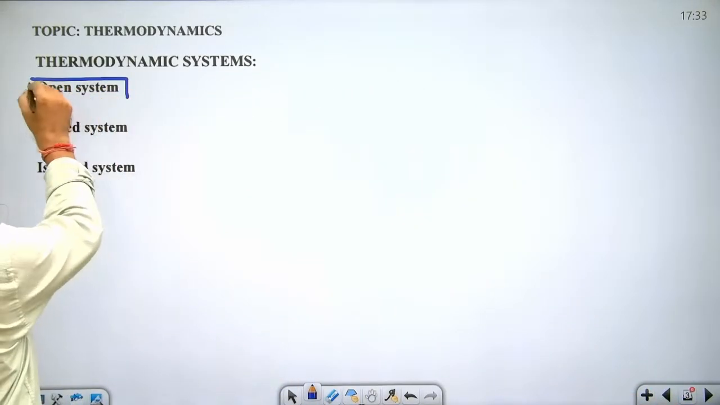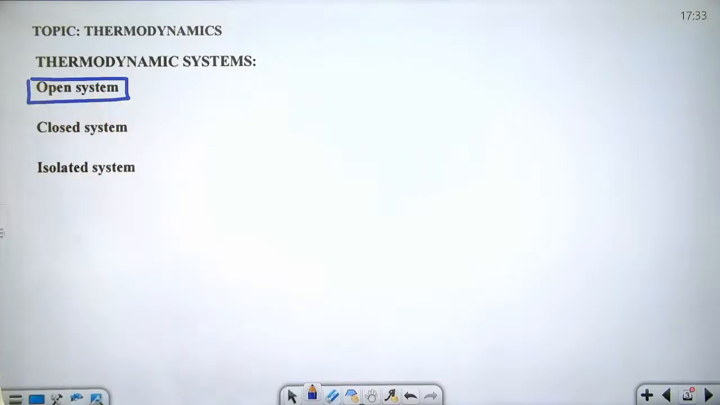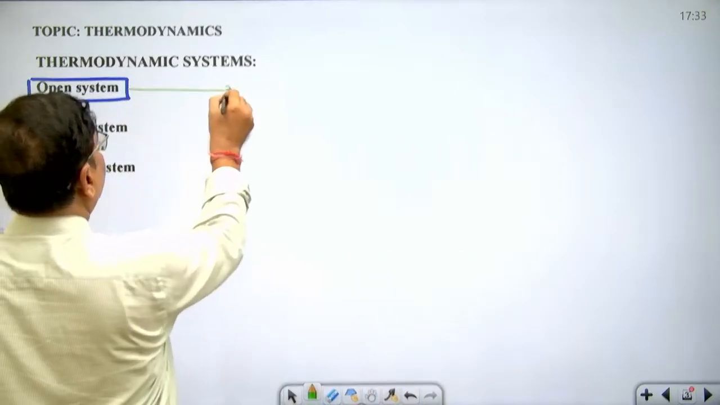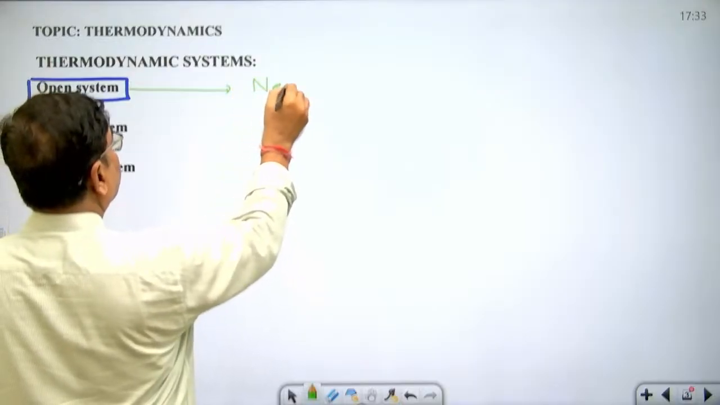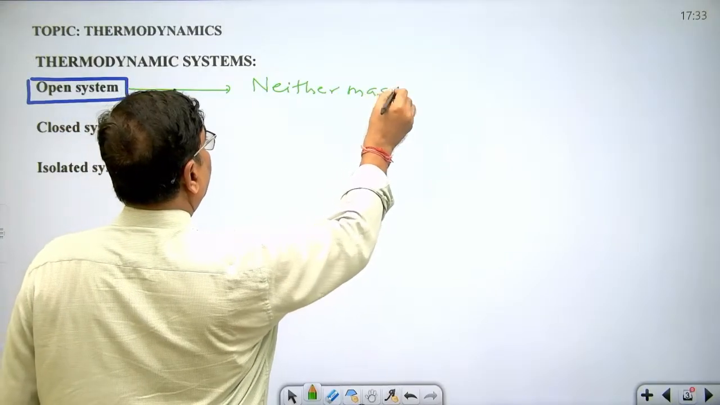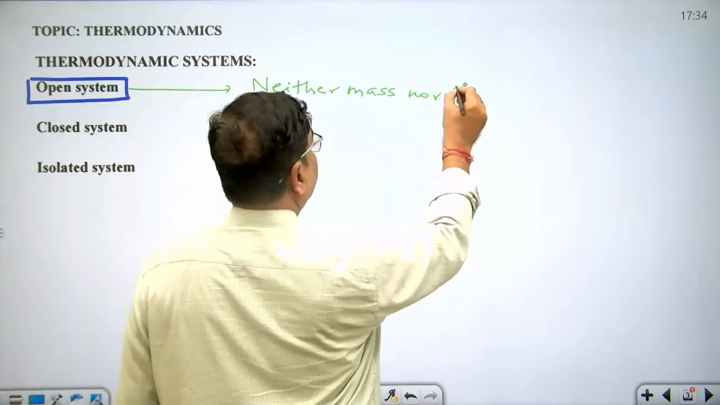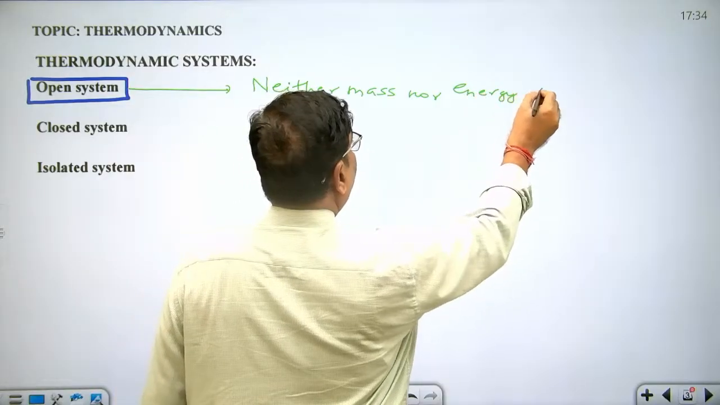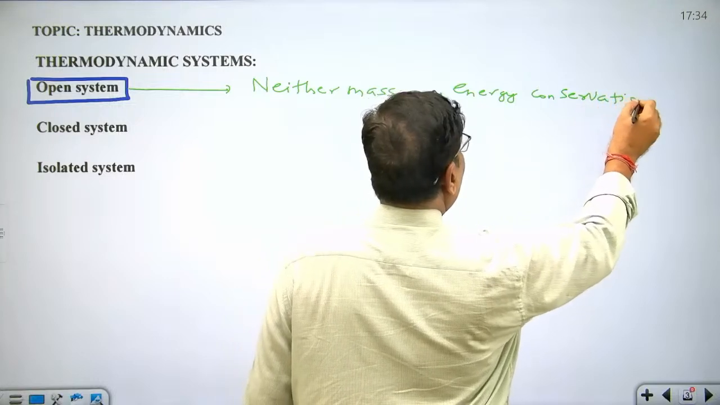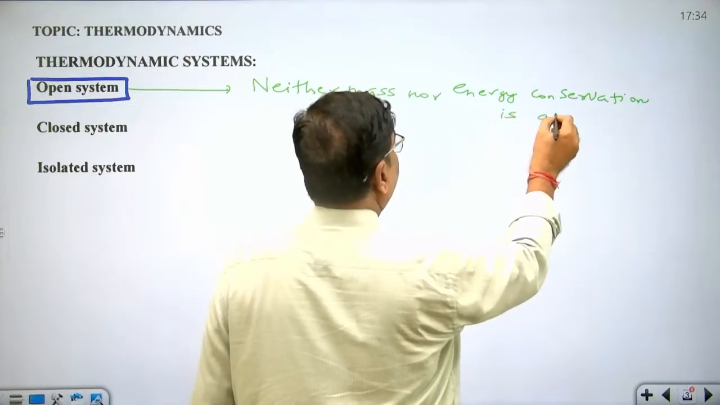Open system means when mass and heat both can be exchanged. In case of open system, neither mass conservation nor energy conservation is applicable. Okay.